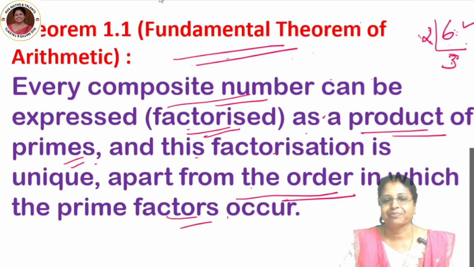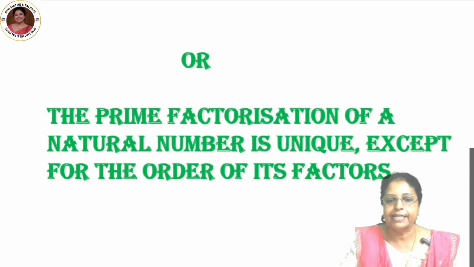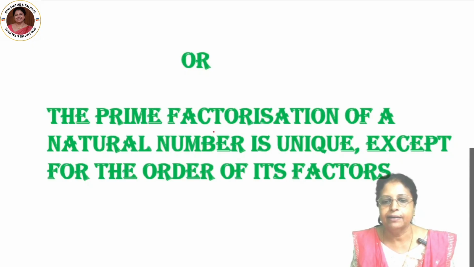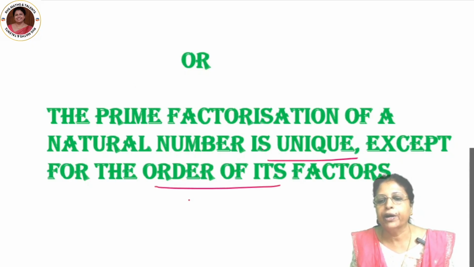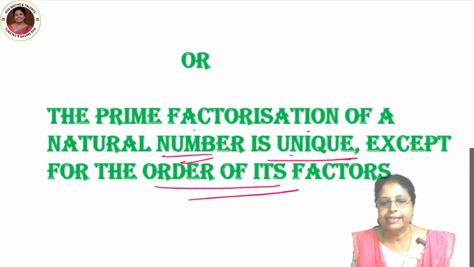I think all of you understood this. The prime factorization of a natural number is unique except for the order of its factors. The same theorem: the prime factorization of a natural number is unique except for the order of its factors.